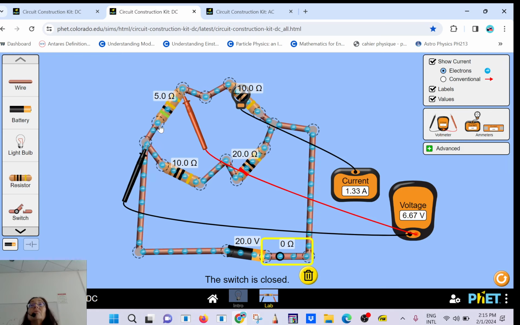0.666666. Yes? So if you want to find the voltage across the 10 ohms, all you have to do is 10 times 0.66666, which is 6.66666. Is that clear?